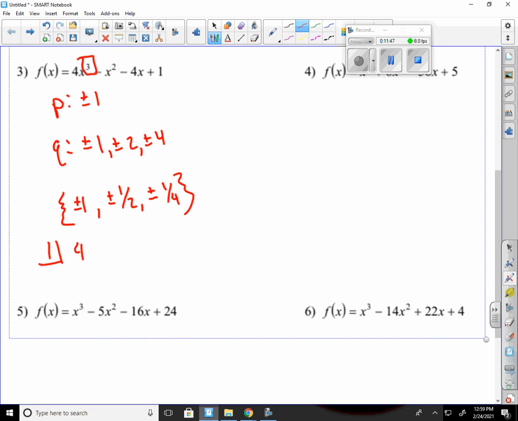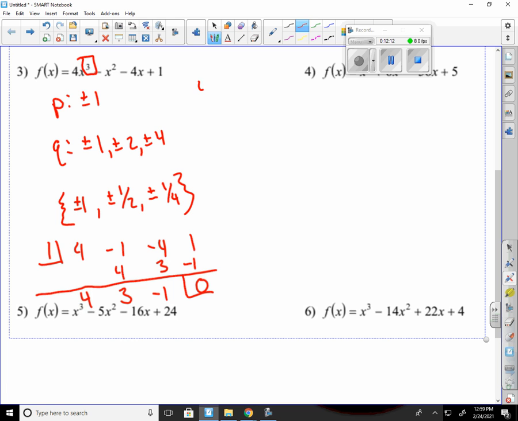4, minus 1, -4, 1. That's the synthetic division that comes from the equation. Bring down the 4. 1 times 4 is 4. -1 plus 4 is 3. 1 times 3 is 3. -4 plus 3 is -1. 1 times -1 is -1. I get a 0. It's a factor.